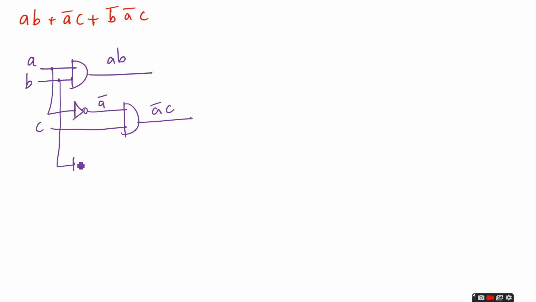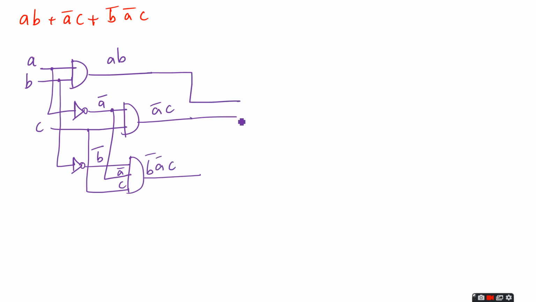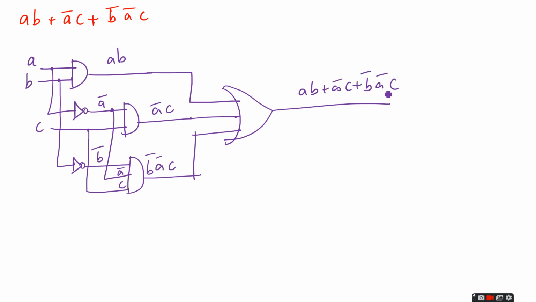Next is B complement, A complement C. So we'll take B from here, then pass it through NOT gate, B complement. Now A complement is here, take the connection, then C. We can take C from here, then we will pass these three through AND gate, we'll get B complement, A complement, C. After that, we'll pass all these three through OR gate. Then we'll get the result as AB plus A complement C plus B complement A complement C.